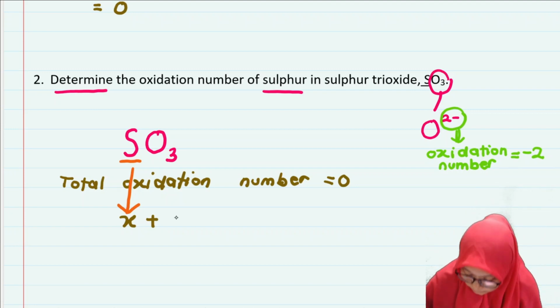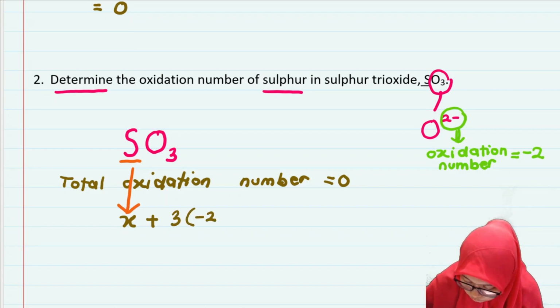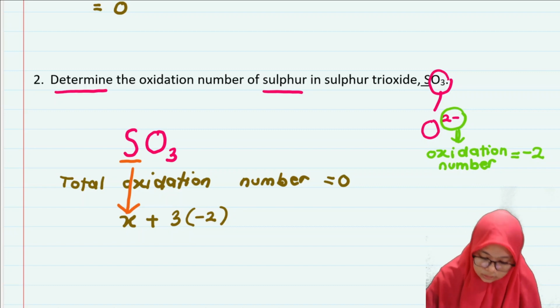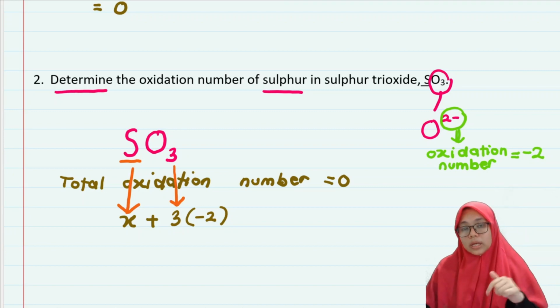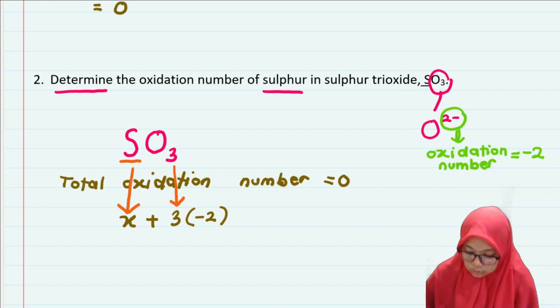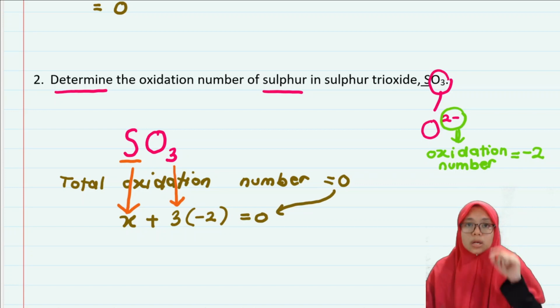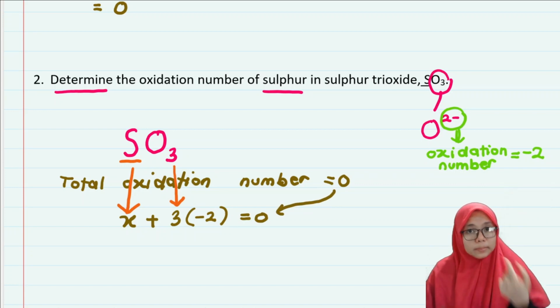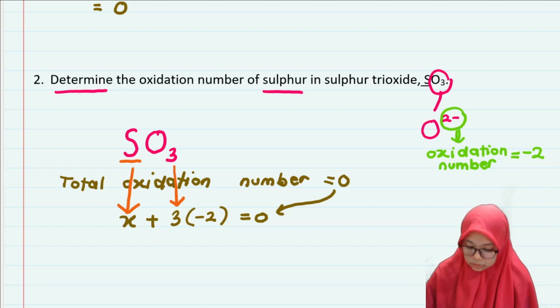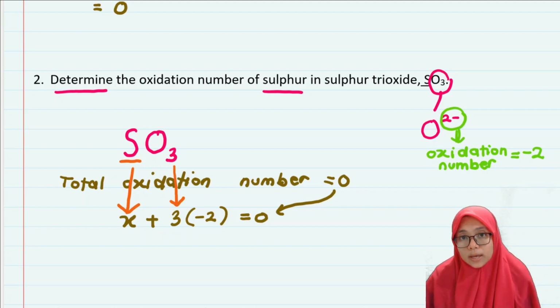So x plus 3 times -2. Why did I put 3 there? Because in this formula you have 3 oxygen atoms. So you have to multiply the -2 by 3. Okay, so x plus 3 times -2 is equal to 0. So where do you get the 0? Because we know that the sum of oxidation number in a compound is 0. So now we can calculate the S, the oxidation number for the sulfur.